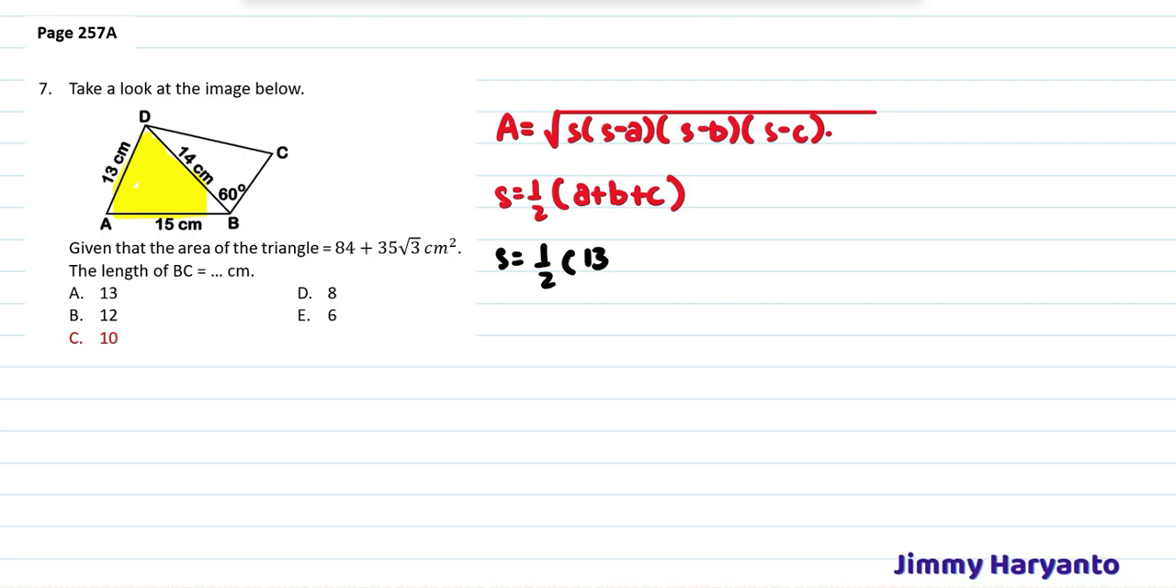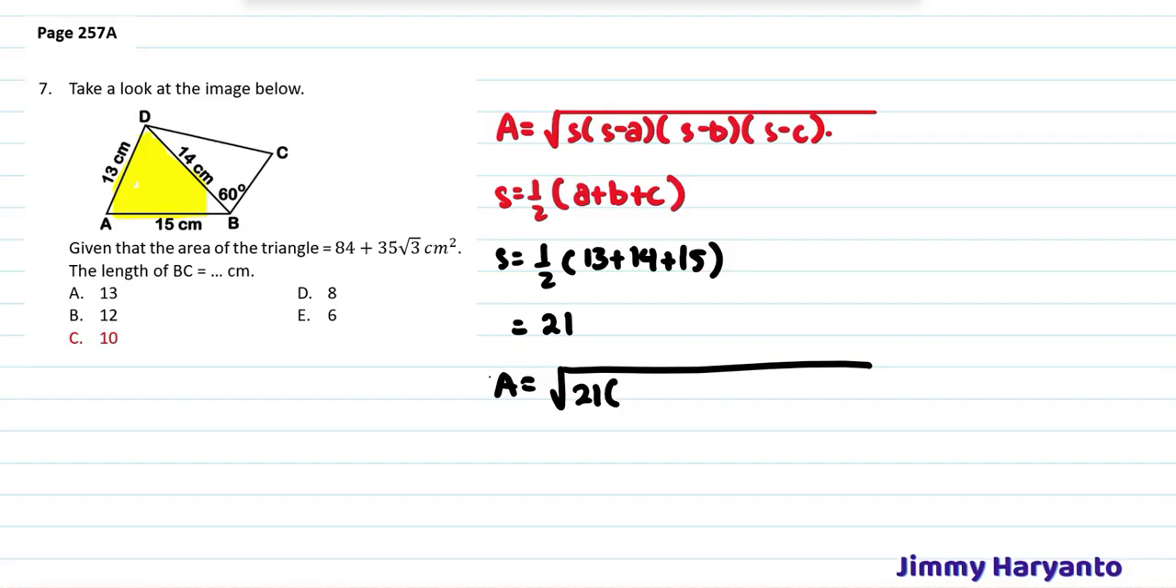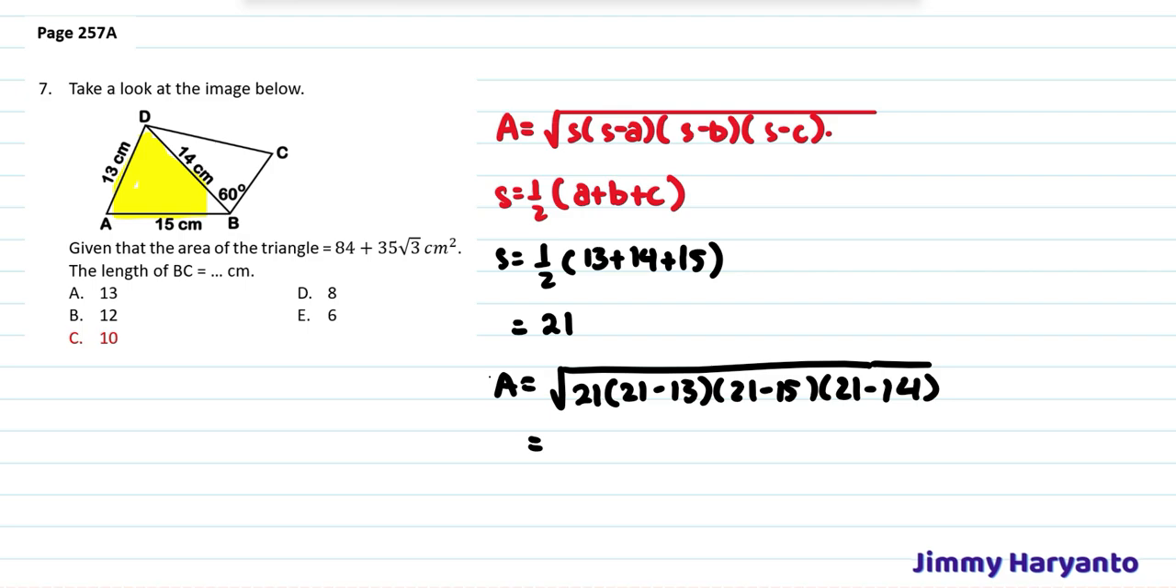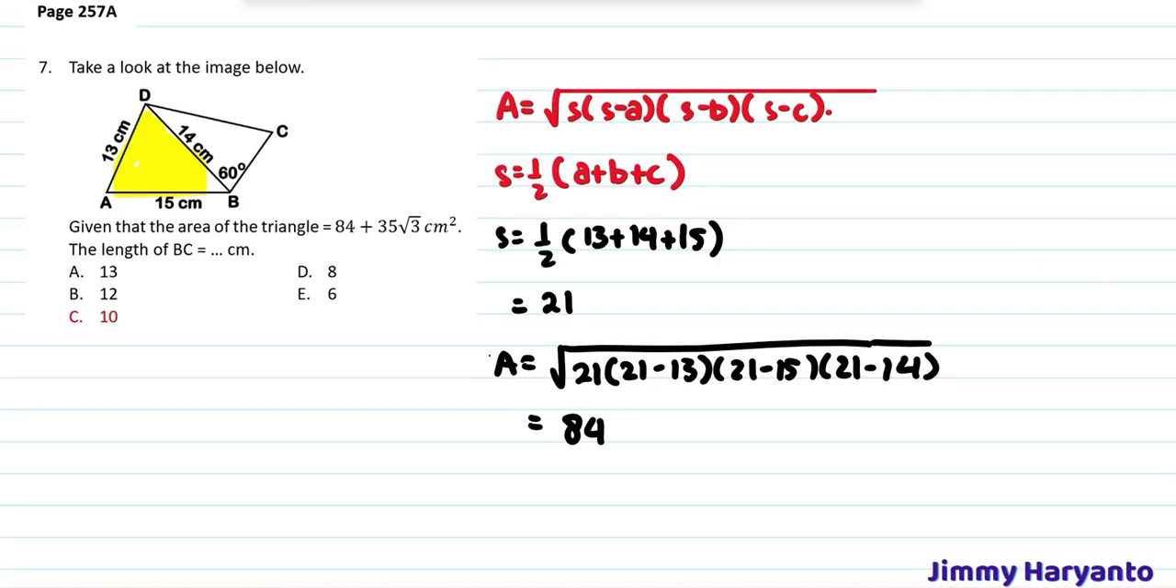Half times 13 plus 14 plus 15. And the result, 13 plus 14 plus 15 is 42, divided by 2 is 21. That means the area of the triangle is square root of 21 times 21 minus 13, and then the next is 21 minus 15, and the last one is 21 minus 14. Okay, and then we calculate this. Square root of 21 times 8 times 6 times 7 equals to 84. So the area of the yellow triangle, or the first triangle, is 84.